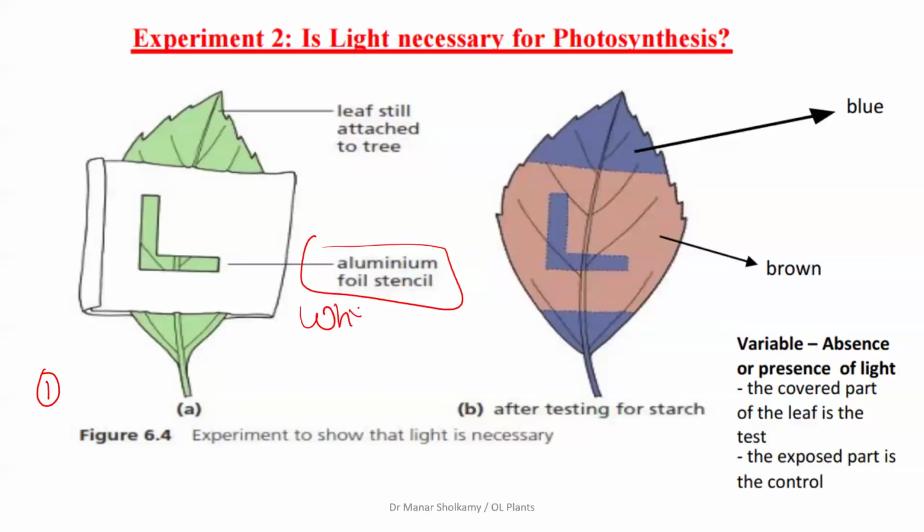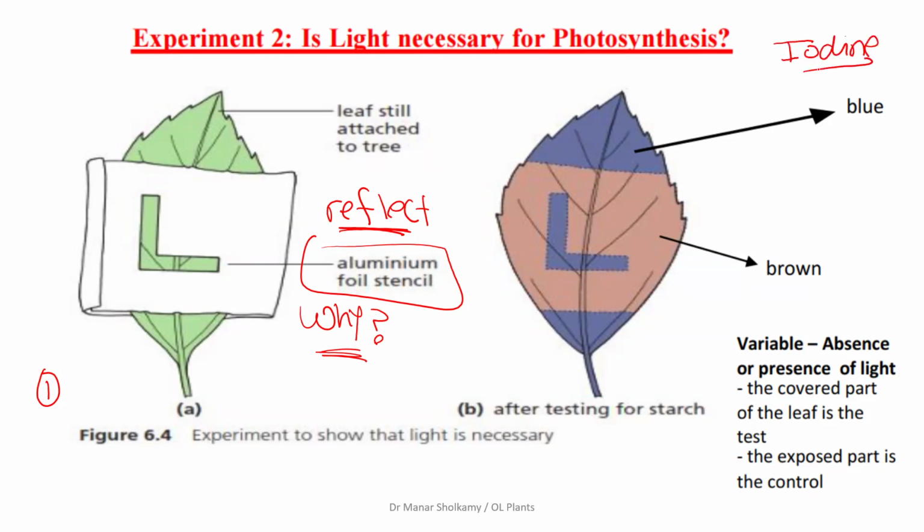Now, why did we cover it with aluminum foil? Who will tell me? Because it doesn't allow the sunlight through. Very good. It will reflect the sunlight. Please use the word reflect. Okay, because aluminum is shiny and it will reflect the sunlight. And we will leave it in the sun for a couple of hours. And then after we finish, we will test for the presence of starch by using iodine.